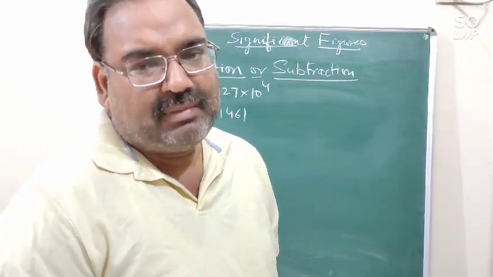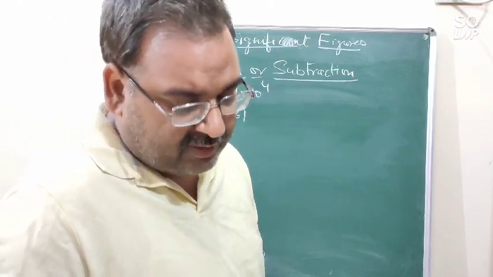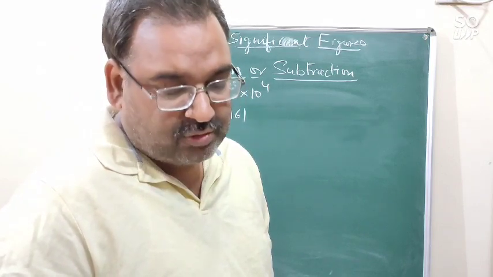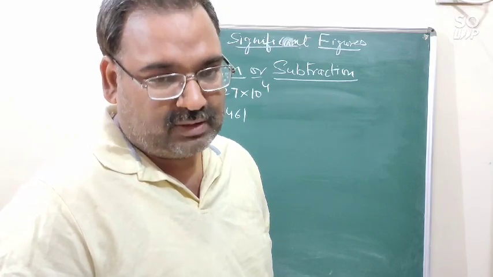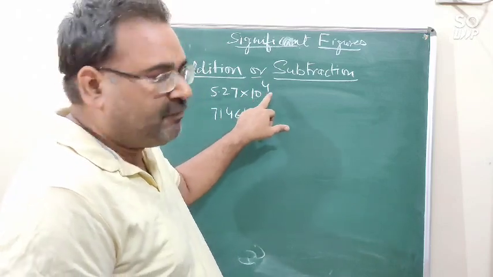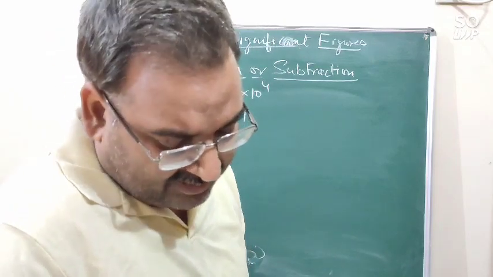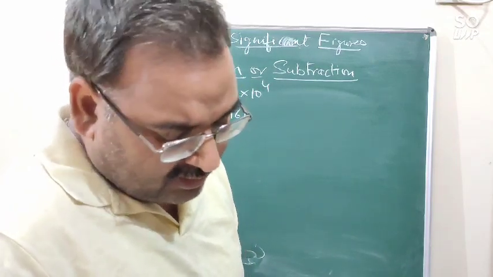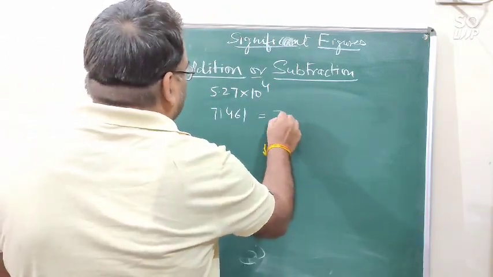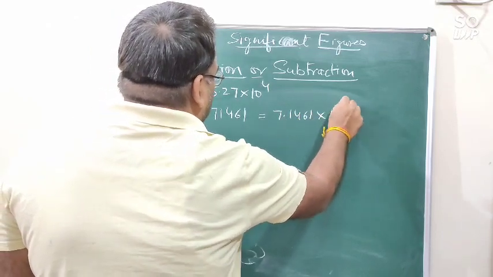We will take another example. Let us take the population of two cities. The population of one city is 5.27 into 10 raised to power 4. And the population of another city is 71,461. Now one value has been expressed with 10 raised to power 4. The other is simply 71461. So what we will do? We will write 71461 in multiples of 10 raised to power 4. So 7.1461 into 10 raised to power 4.